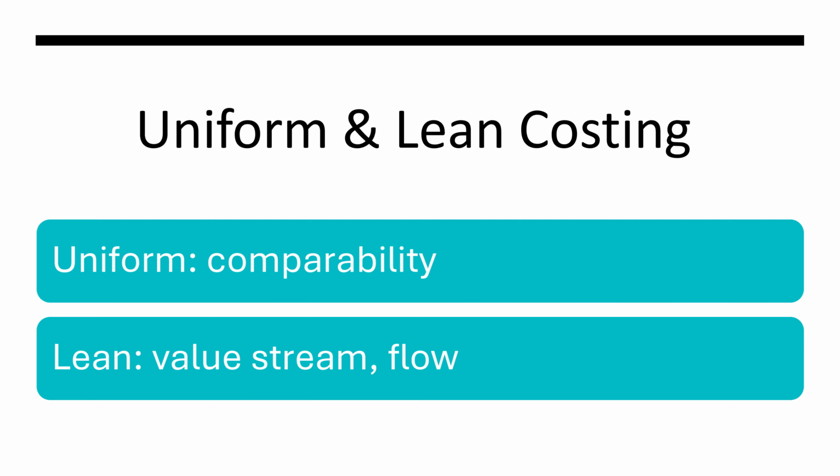When multiple plants or companies agree on the same costing principles, I refer to it as uniform costing, to make fair comparisons and set transfer pricing consistently. In lean costing, I align reporting to value streams, reduce complexity, and highlight flow, inventory turns, and lead time so teams can see the financial impact of waste reduction.